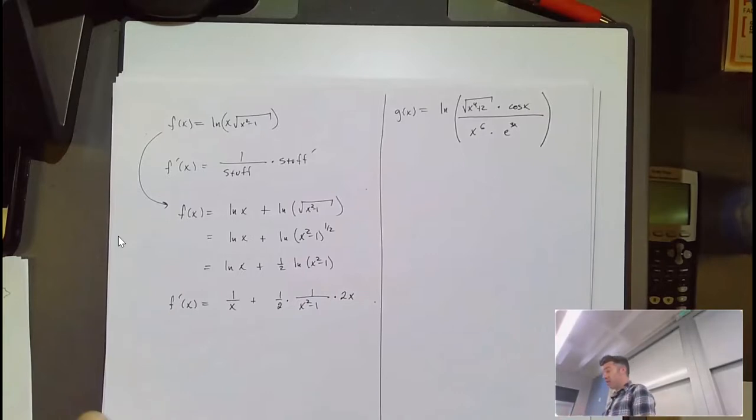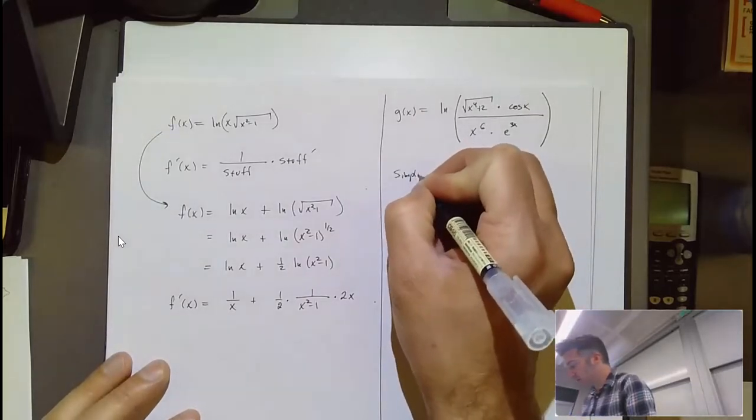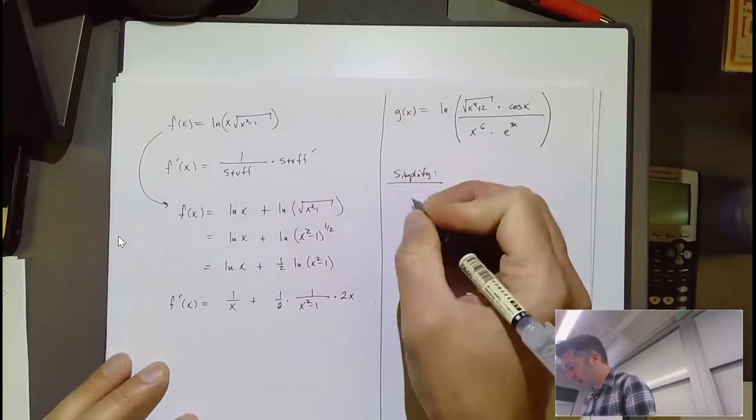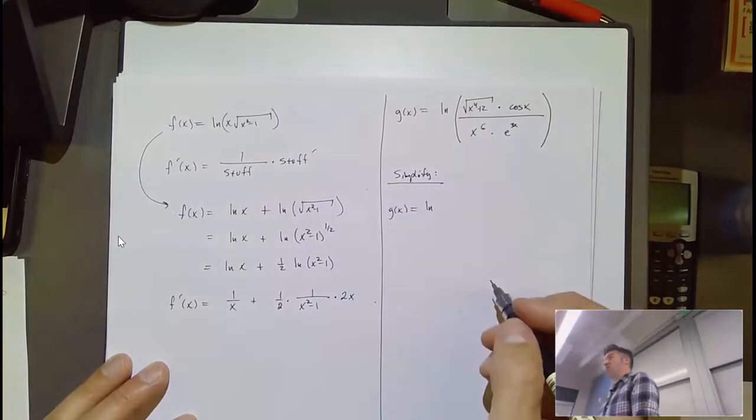If I actually did that, 1 over that, and then the derivative of all that, you'd have to use the quotient rule, the product rule, the chain rule, lots of rules. The point of this is I'm going to simplify it first. So we can simplify by writing this as the natural log of the top minus the natural log of the bottom.